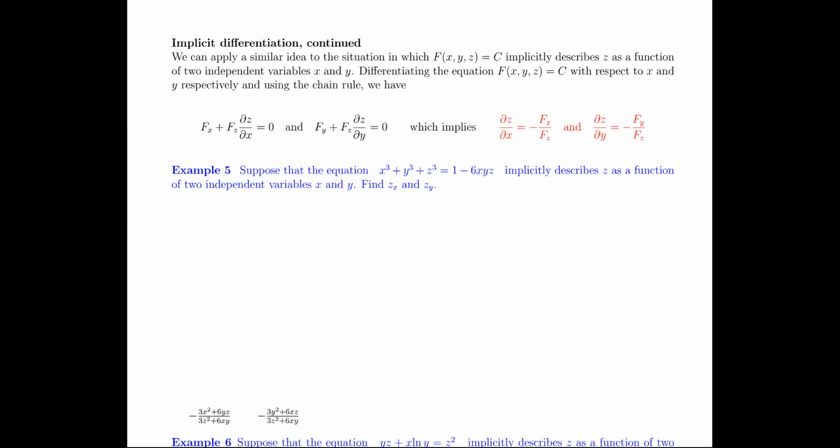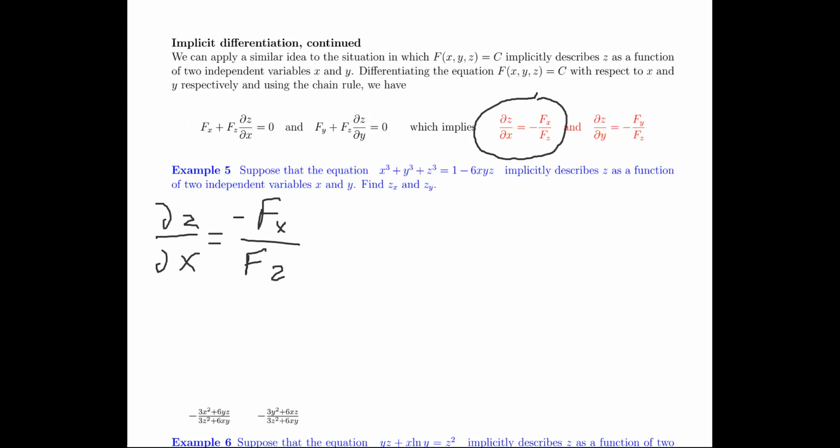Let's do the partial of z with respect to x. So this is the first formula up here. Partial z with respect to x is equal to negative partial of f with respect to x divided by partial of f with respect to z. Our formula is x cubed plus y cubed plus z cubed plus 6xyz, right? We need to move everything except for the constant over to one side, and this is all equal to 1. So we can leave that 1 on the right hand. So this is our function f of the three variables x, y, and z.